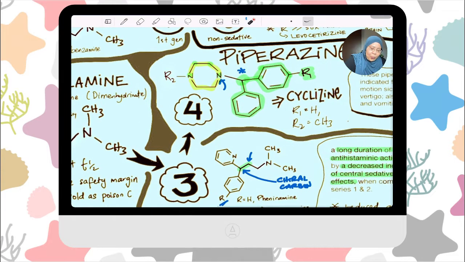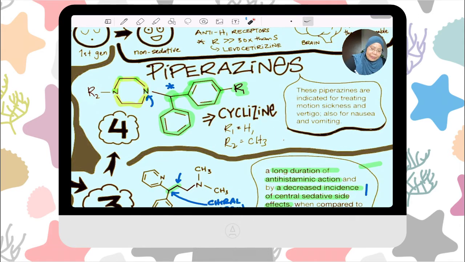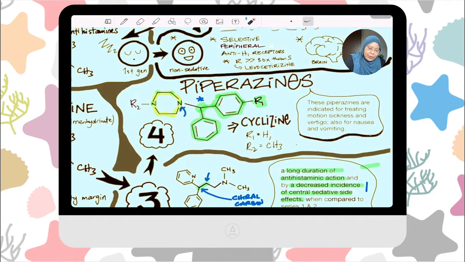With that change of structure, this piperazine family is now indicated for the treatment of motion sickness, vertigo, and also nausea and vomiting. So it has been used quite a lot. If R1 equals H and R2 equals CH3, it's cyclizine antihistamine. You see this a lot as well in pharmacy, in hospital or community pharmacy.